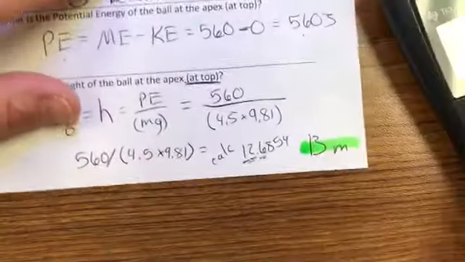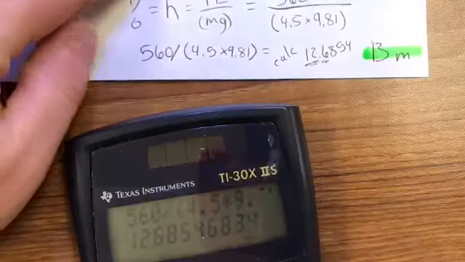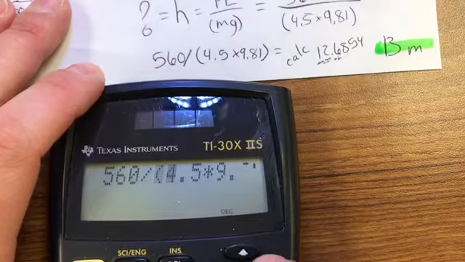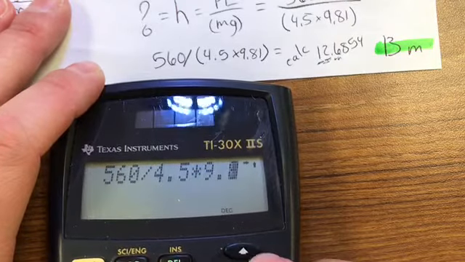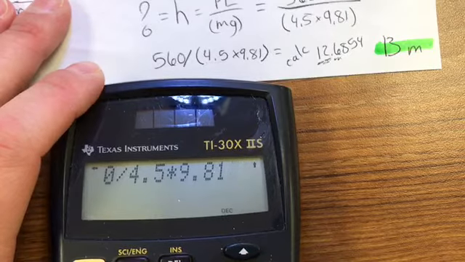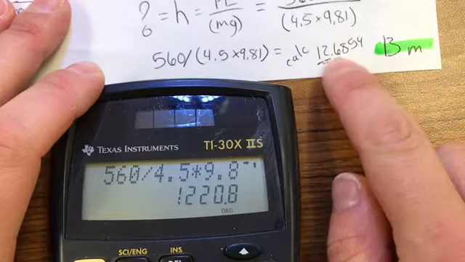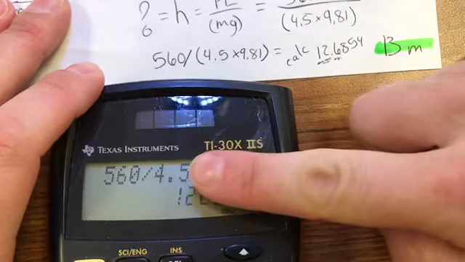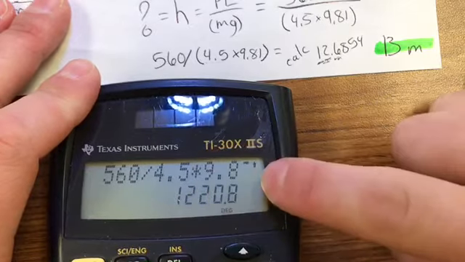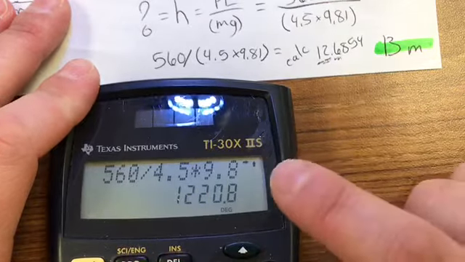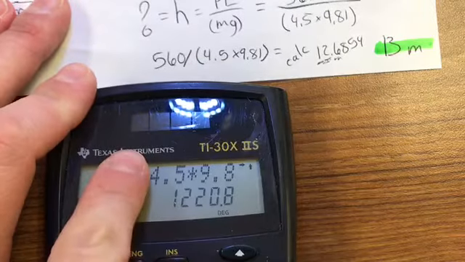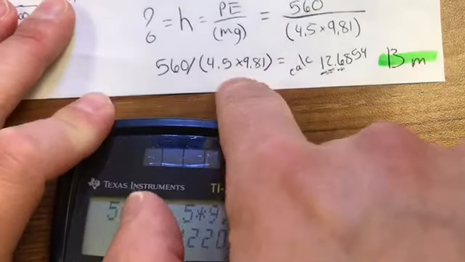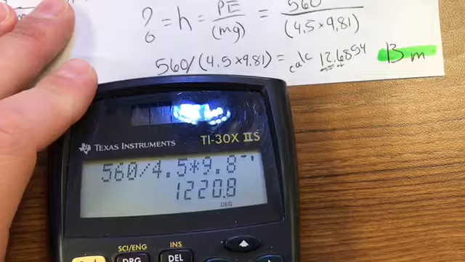Now, for the sake of emphasis on using this calculator correctly, watch what happens to our answer when I remove those parentheses. Notice that this is nowhere near that. Order of operations. The calculator is saying, okay, I'm going to take 560, divide it by 4.5, and then multiply by the 9.81. That's not what you need. You need to multiply the 4.5 times 9.81, and then take 560 and divide it. So be sure you include those parentheses, or you're going to get the wrong answer.